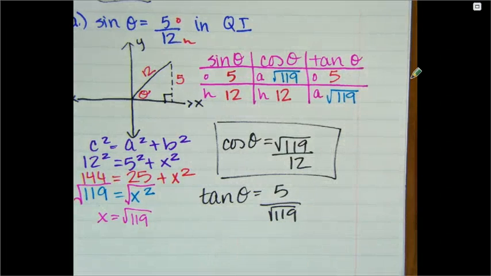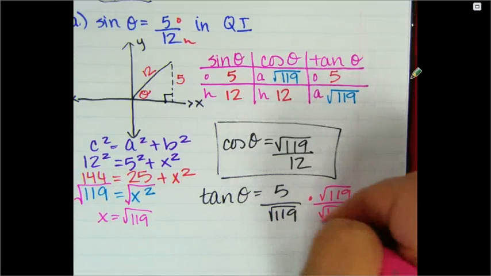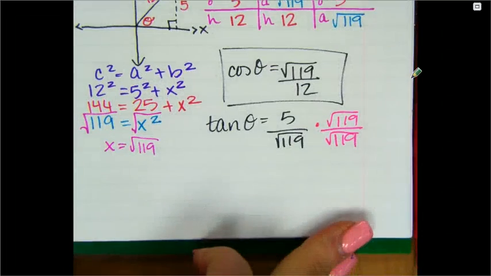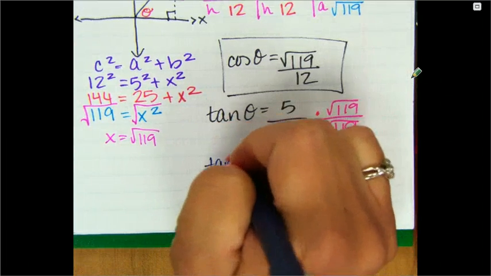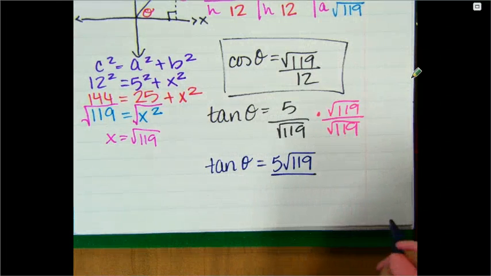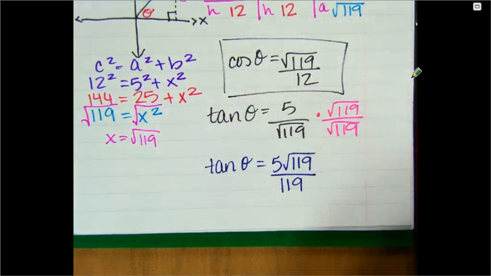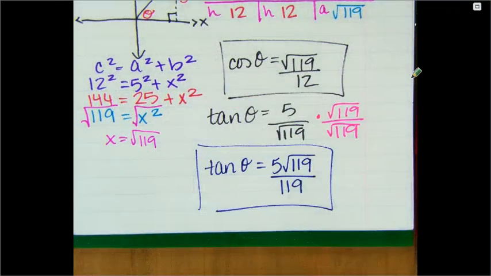Can I leave it like that? No. What do you multiply by? Radical 119, on top and bottom. Right? Okay. So tangent theta is 5 radical 119 over 119. Can you reduce 5 and 119? Okay. Questions? Good. Next one.